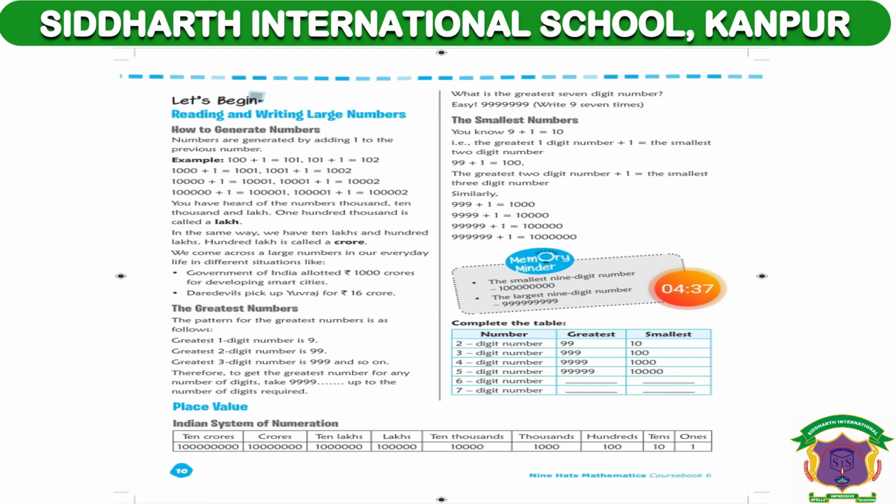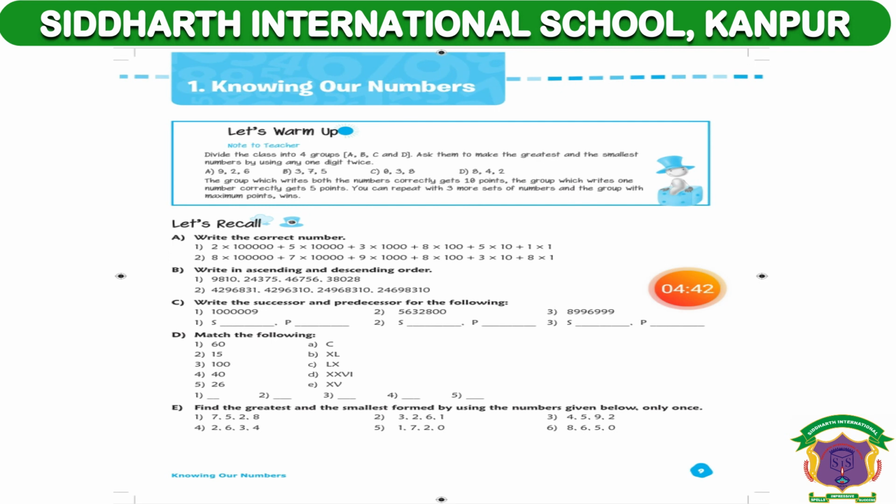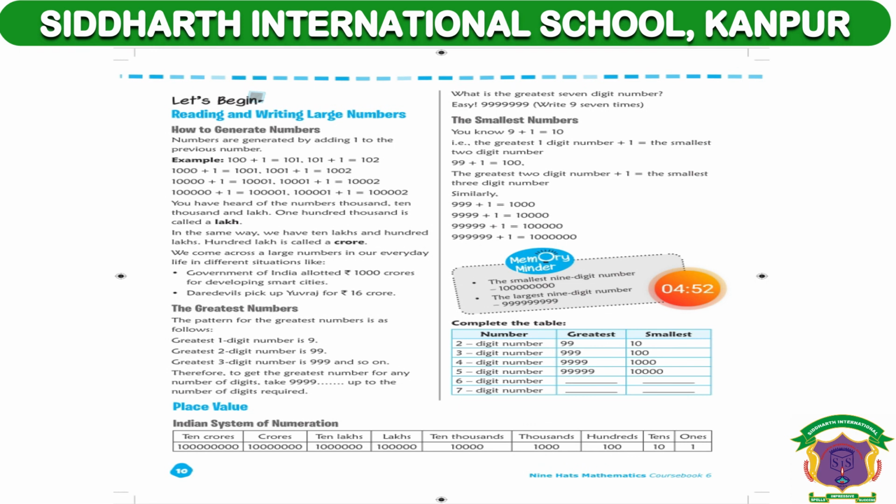Okay, so for today's session we'll keep this thing in mind. This very special thing I told you in making greatest and smallest number, though you have learned it in the previous session, in the previous class, but still you need to keep this in mind. And the second thing is we generate numbers by adding 1 to the previous number. Okay, for example, 100 plus 1 is 101.